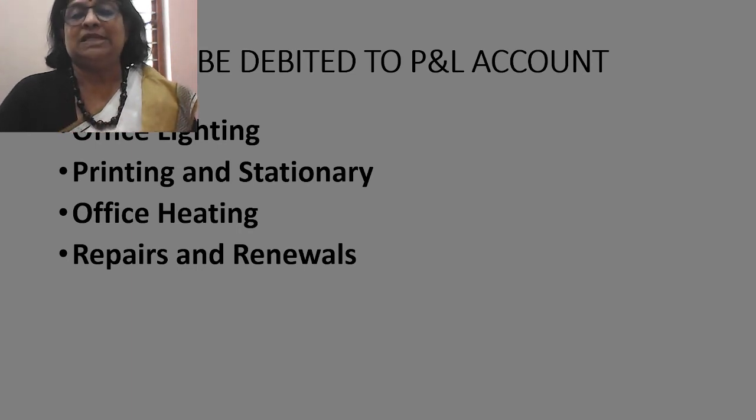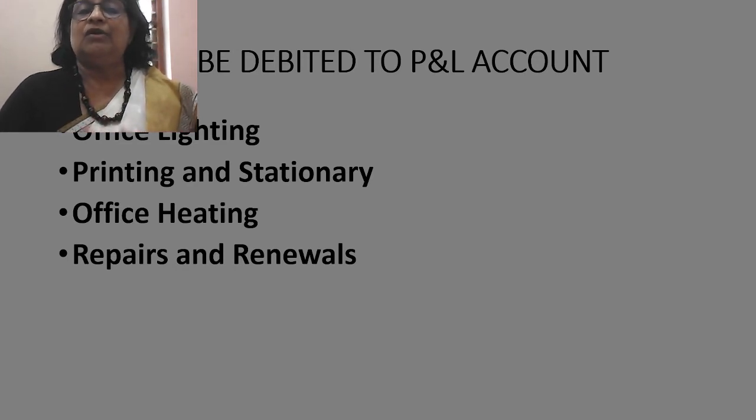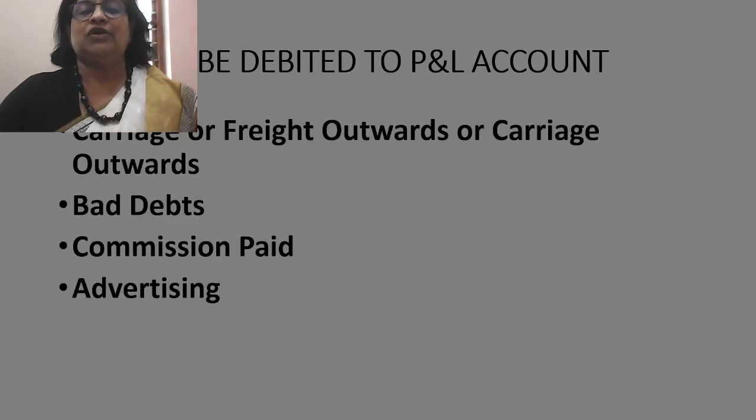Repairs and renewals. Sometimes repairs and renewals for the building, sometimes repairs and renewals for vehicle, factory building, all that. This will be repairs and renewals. It will be debited to profit and loss account. Next is carriage or freight outwards, or carriage outwards.